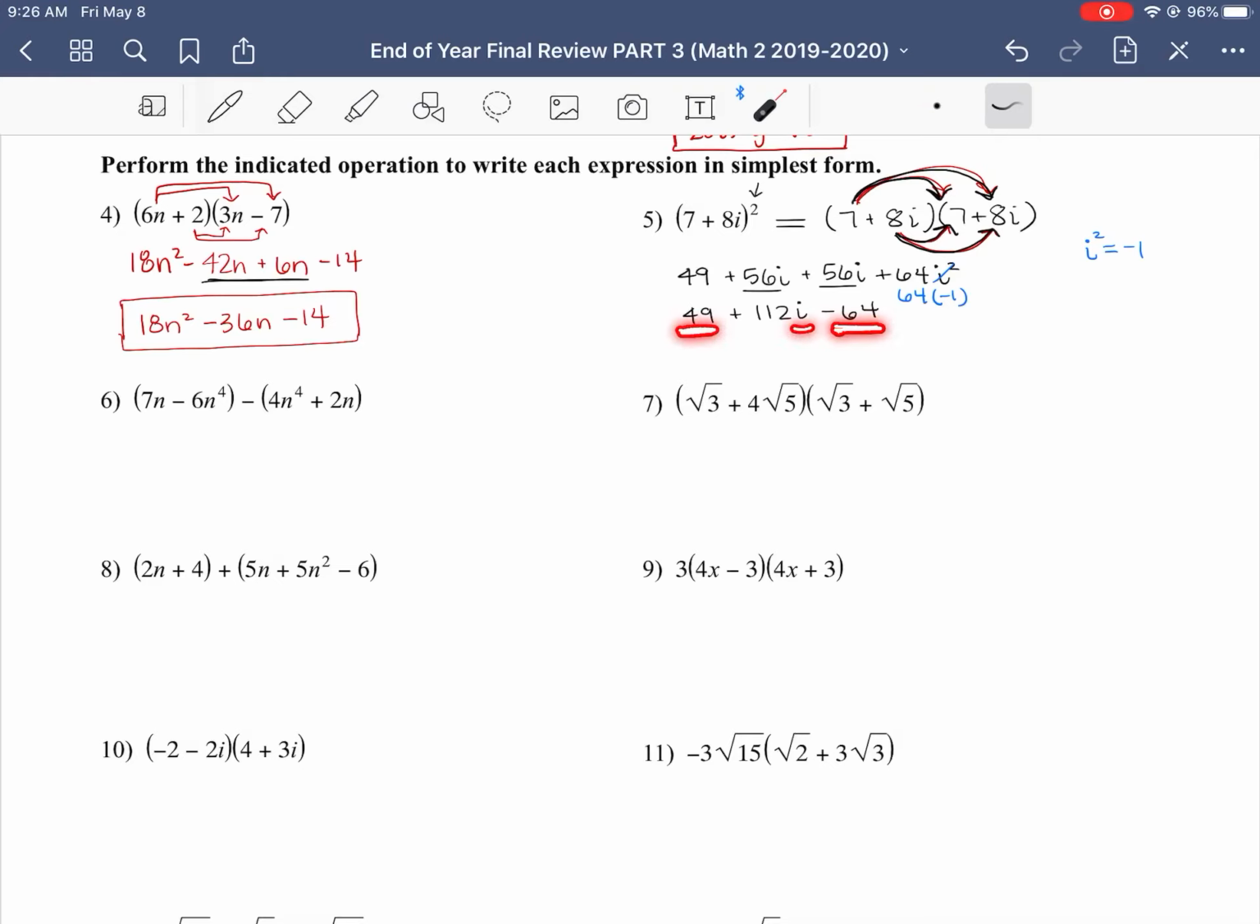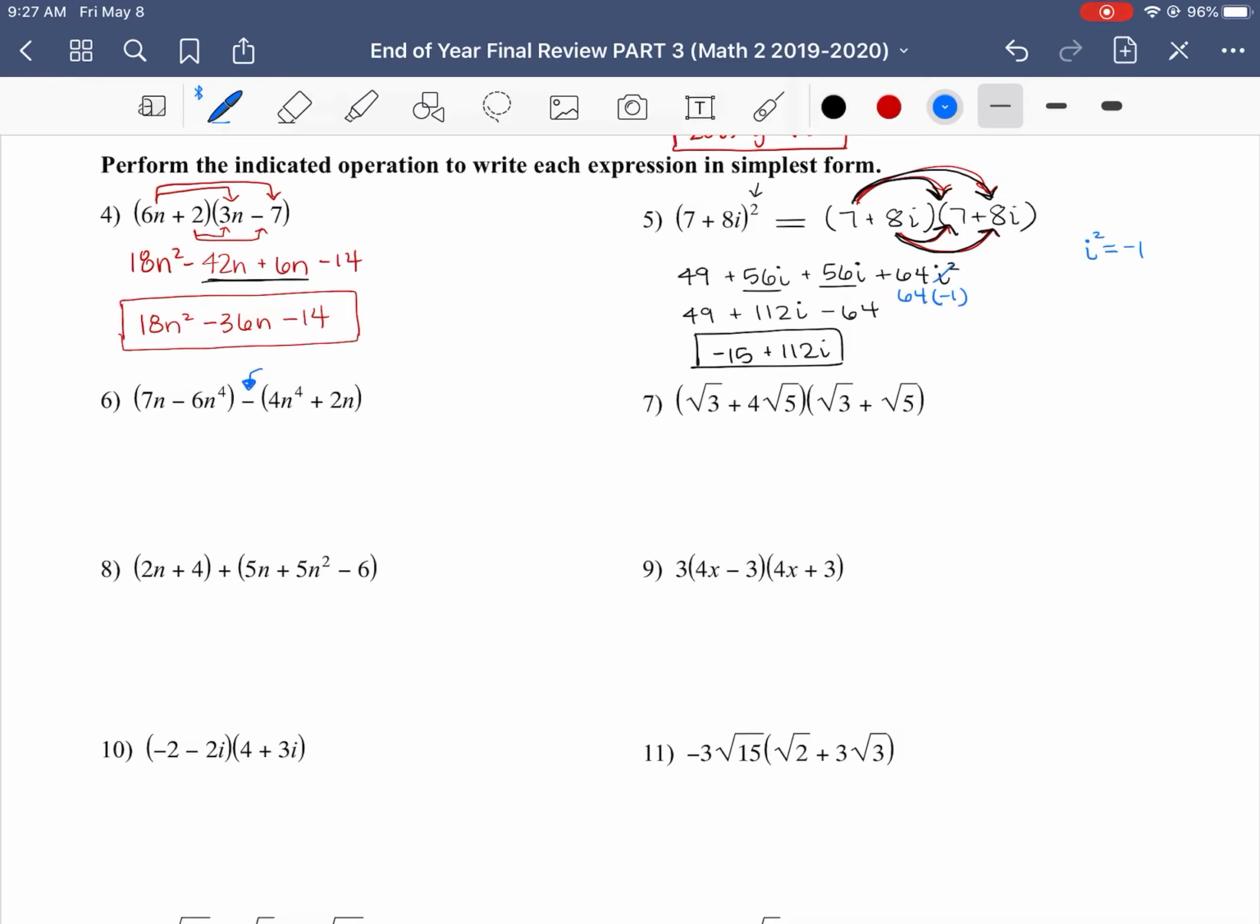Notice then you have like terms here. So 49 and negative 64, those are both real numbers, right? There's no imaginary unit with them. So we go ahead and combine those. So 49 minus 64 is negative 15. And then we still have that 112i. So again, just combining the like pieces once you've done that multiplication.